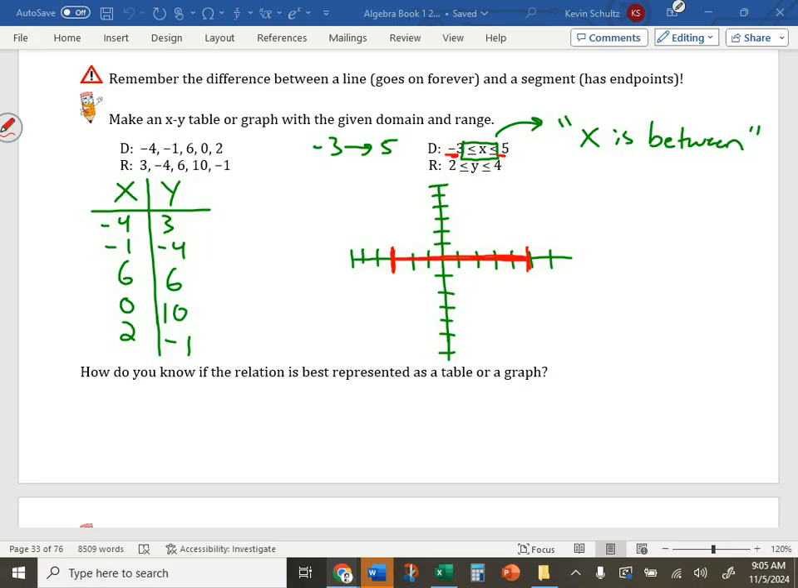Have I lost anybody? Okay? The range is between +2 and +4. So on the y-axis, I'm looking for something that goes from 2 to 4. This is the range.